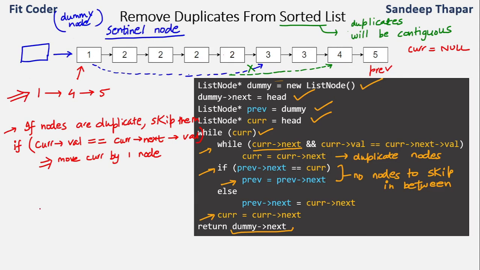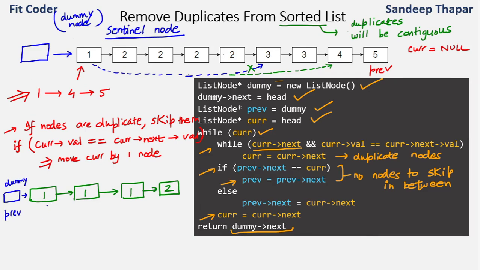Let's look at one more example where the head node is duplicate. So let's say the linked list is like this. So in this example, we'll create a dummy node. So this is our dummy node and this is previous as well. And current is pointing to the head of the linked list.